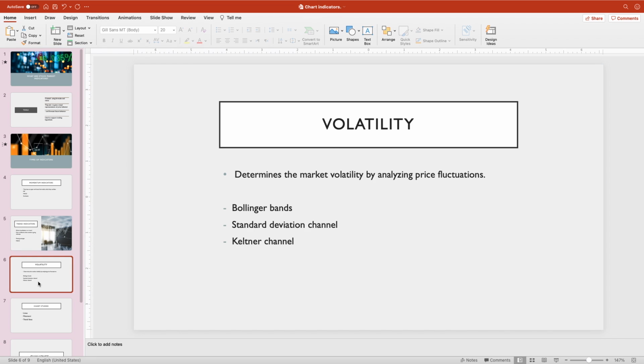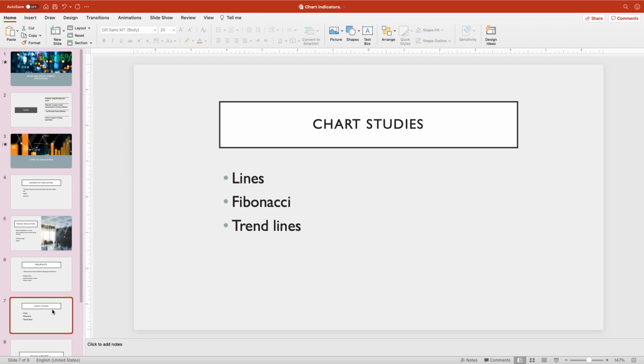And third, you also have your volatility indicators. These are used to determine how volatile the market is, and you use them by going over price fluctuations. These include your Bollinger Bands, your standard deviation channels, your Keltner channels. And lastly, you have your chart studies. These are the lines that you would be placing onto your chart, your Fibonacci retracement, your trend lines and such.